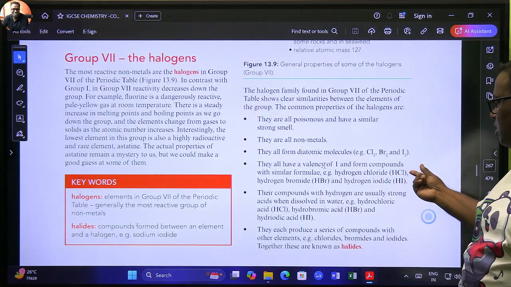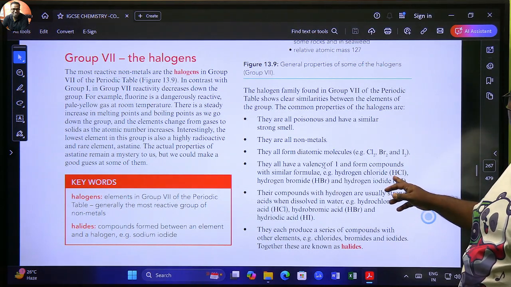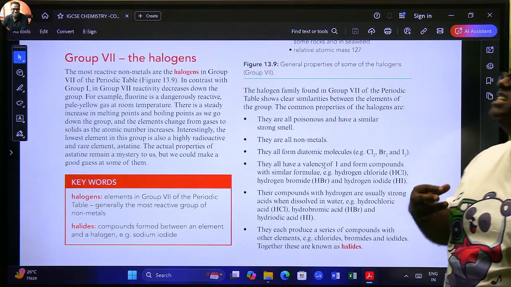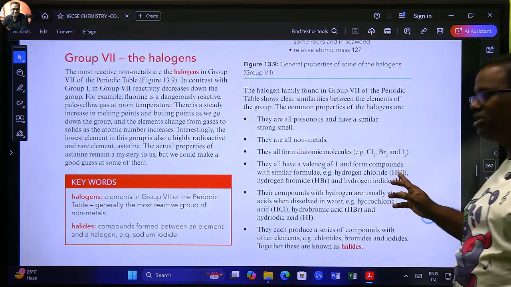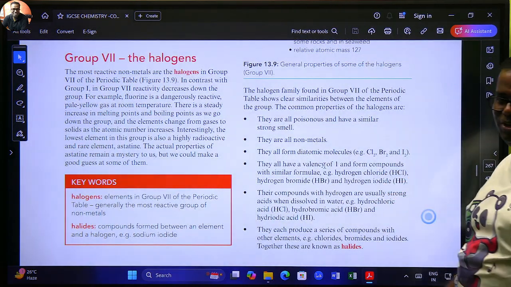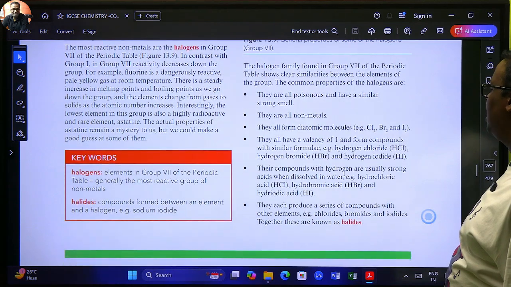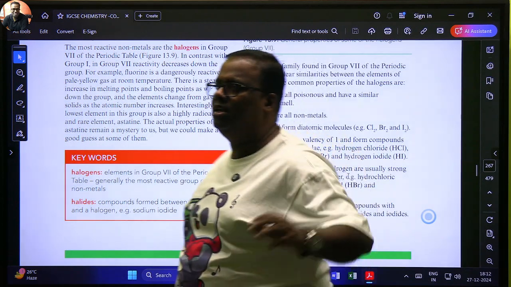Okay, in hydrogen chloride, if you try to look at the type of bonding, what will it be? No, it will not be an electrovalent bond. It will be a covalent bond. Hydrogen can never give away its electron to form a bond. So this looks like an electrovalent bond, but it's a covalent bond, right? Their compounds with hydrogen are usually strong acids. Obviously, go back to the discussion we had.